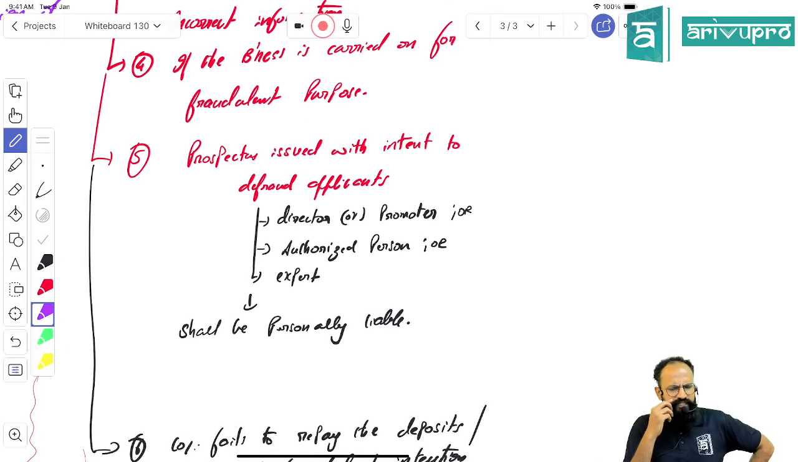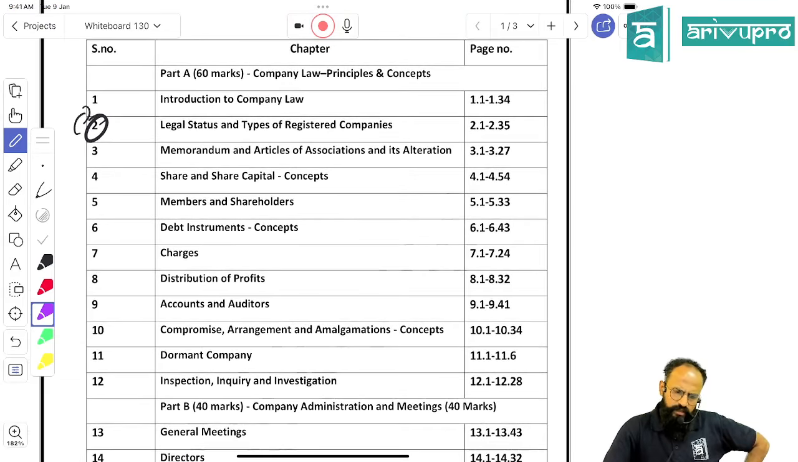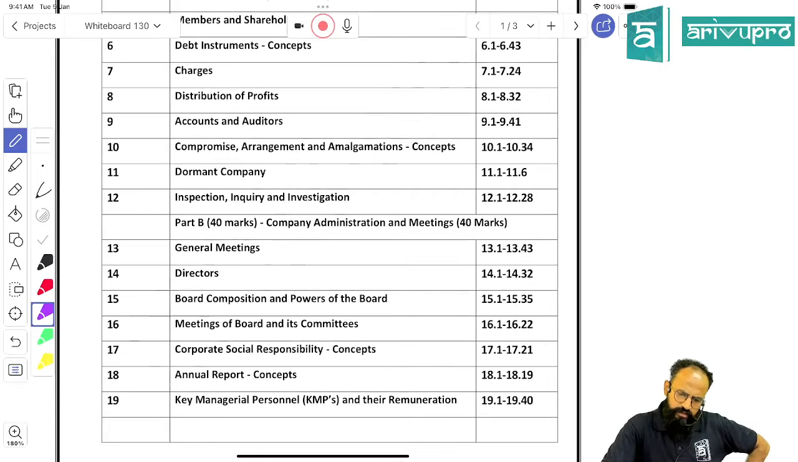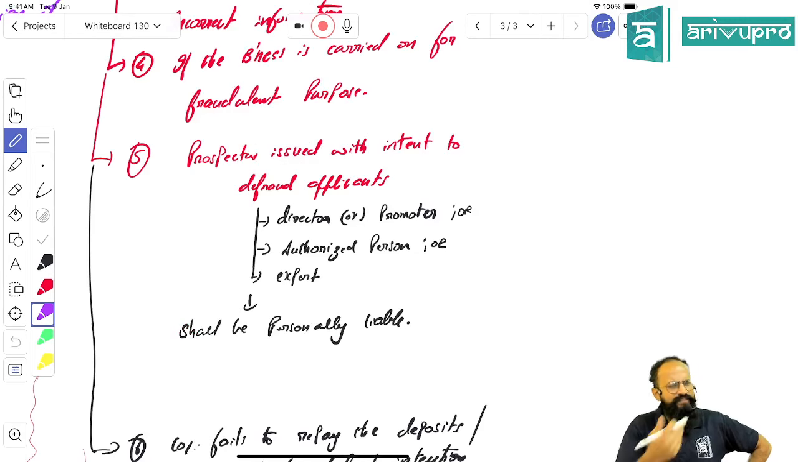prospectus issued with intent to defraud applications. This part we'll be doing in a different chapter, in prospectus and allotment of securities. Share and share capital concepts also we'll touch. We'll be doing about this prospectus and all in this fourth chapter. There I'll tell you in detail what is this prospectus and all that part. It's a big section. In fact, we'll be going in detail there. When I'm explaining it there, make sure you try to understand what is written here as well.